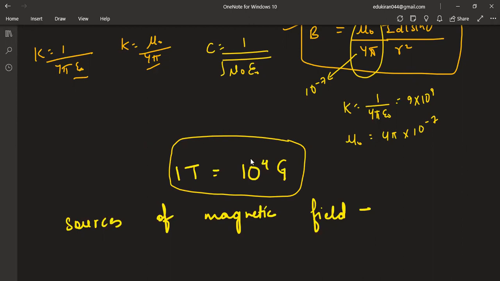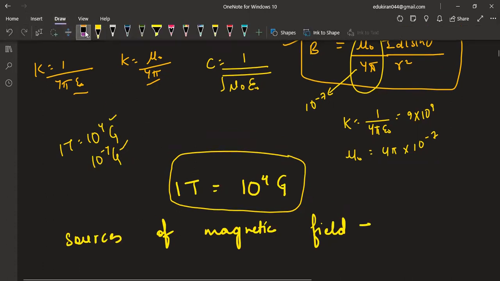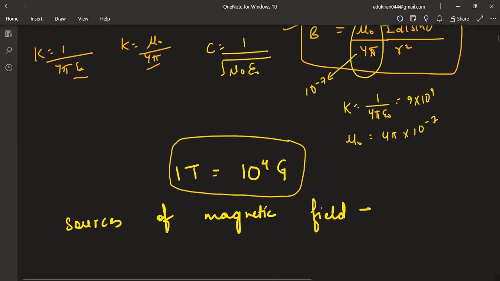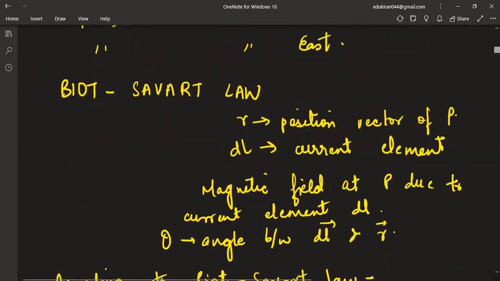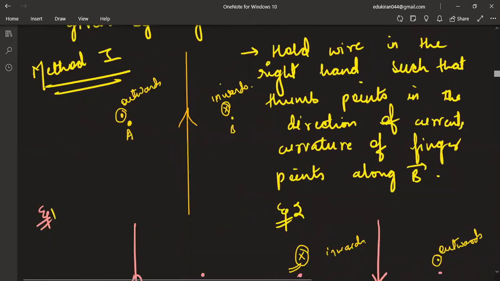1 Tesla is equal to 10 to the power 4 Gauss. Be careful with it, because sometimes it becomes confusing whether 1 Tesla is 10 to the power 4 Gauss or 10 to the power minus 4 Gauss. Options will be given with both of these values, so those who commit errors will choose the incorrect option. Now, sources of magnetic field, Biot-Savart's law.